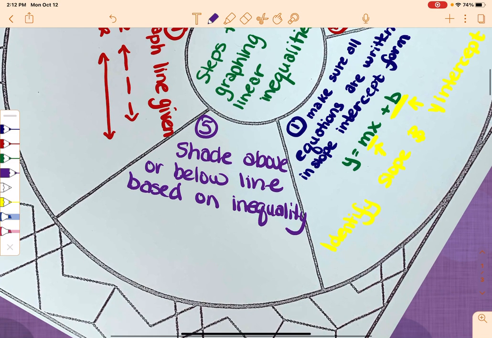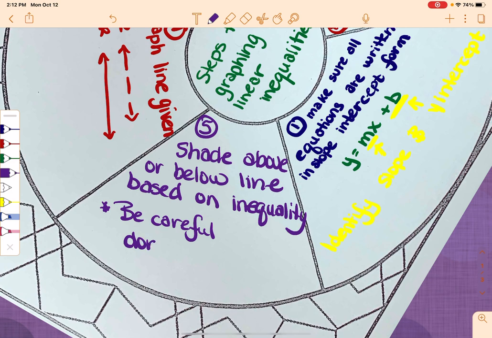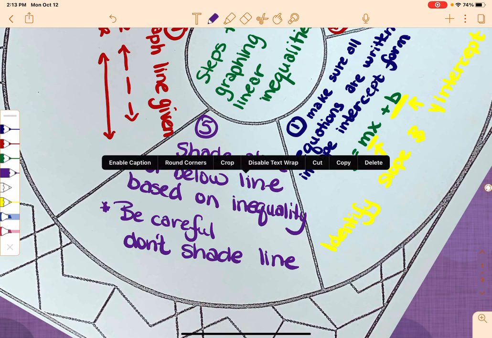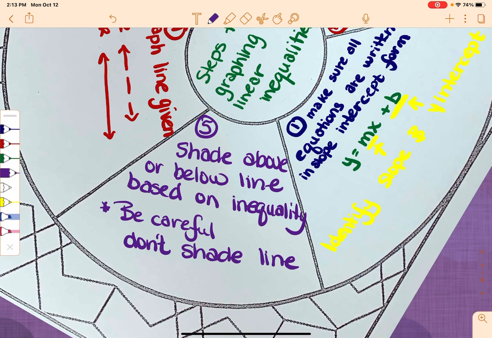There is one piece that I want you to be careful of. So when you shade, don't shade on the line. Because if you shade on the line, I'm not going to be able to tell whether you mean it to be dashed or whether you mean it to be filled in. So we do have to be careful with that. And so when you're going to do it, don't shade on the line. Get as close to it as you can without touching it.